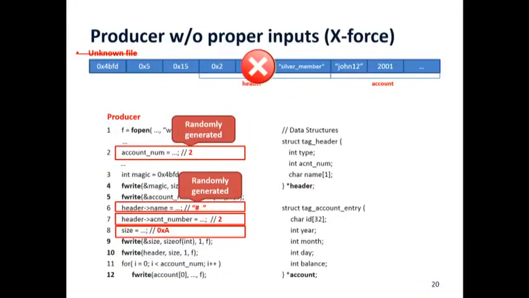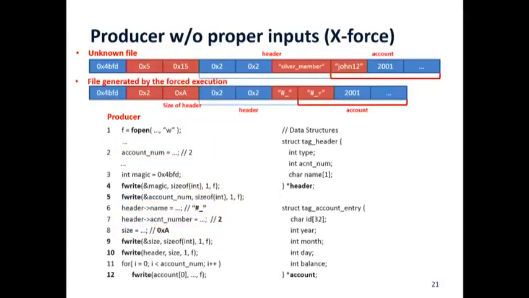So we use XForce to run the producer execution, but the first execution does not really generate the same unknown data file. That is, since XForce does not take any inputs, it just randomly generates the inputs on demand. For example, at line number two, instead of calculating the account number, it generates just a random number and assigns it. And line number six, seven, eight happen the same way. Line number six, it generates a random string and assigns it to the name field of the header structure. And line number seven, it also generates a random number and assigns it. So this is actually the file generated by the first execution.